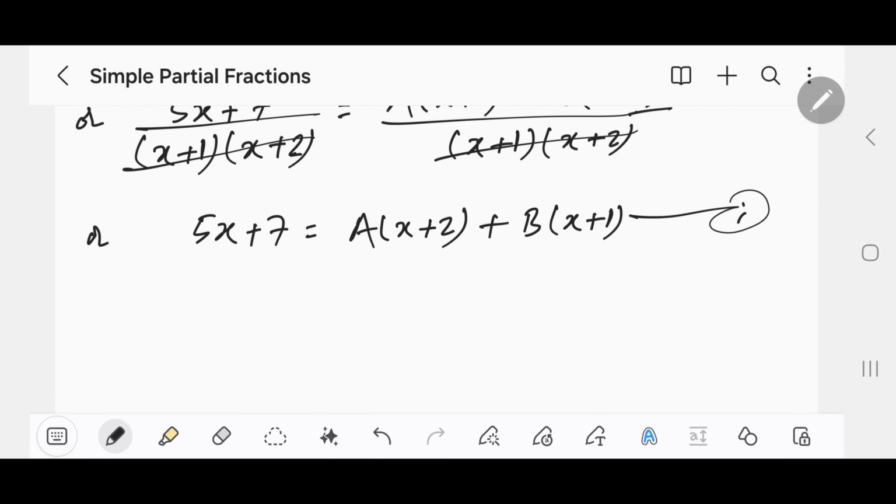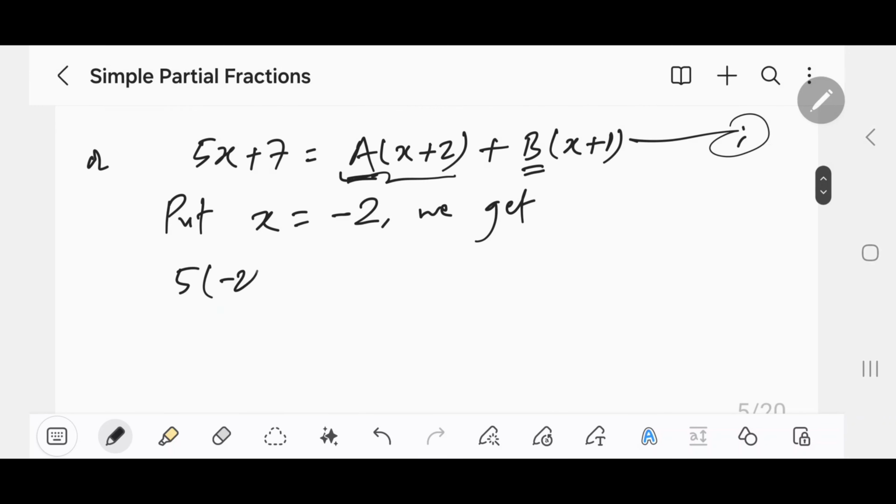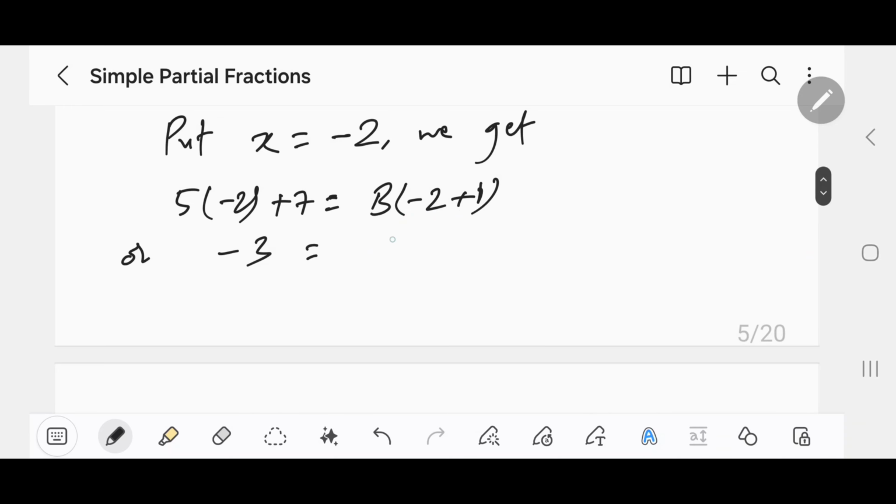Since this is an identity, we can use any suitable value of x and try to solve this. My trick is, since there are two variables a and b, at first let's try to vanish any one of them. That means you can put x equals minus 2 to vanish the first part, or x equals minus 1 to vanish the second part. Let's say I use x equals minus 2 so that this part vanishes and we can get the value of b. We get 5 into minus 2 plus 7 equals, this is 0, b times minus 2 plus 1. Or this is minus 10 plus 7, that is minus 3, equals minus b, that implies b equals 3.